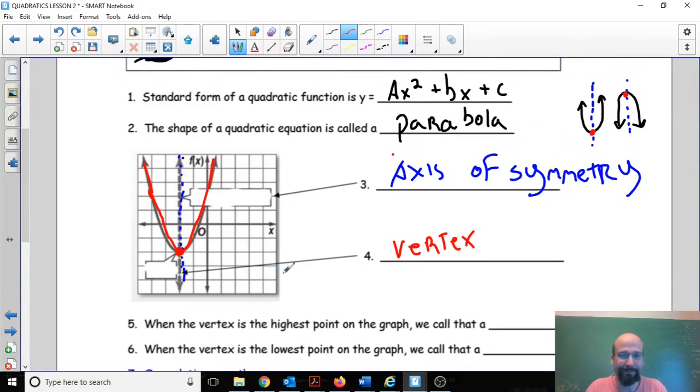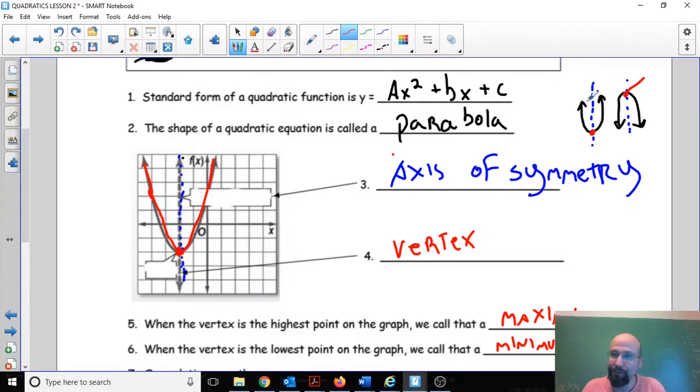So the vertex, the highest or lowest point, when it's on the highest point, so this point here, we call that a maximum. Because that's at the maximum point of this graph. Everything else goes down because the graph's pointing down, so this is the maximum. When the graph points up, this point is called a minimum because that's the lowest point on the graph. Right, this graph here, this is the minimum.